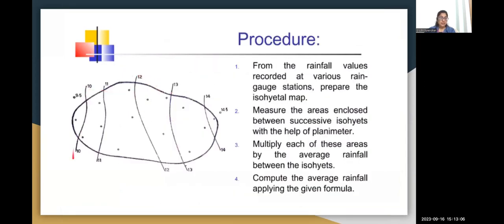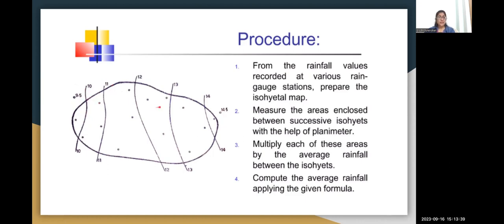Suppose there is a drainage basin like this, and there are many rain gauge stations. Each rain gauge station has a particular value, say 9.5, one has 10, one has 11. Then all those points that have 10 as the rainfall magnitude are connected. All those points that have 11 are connected, and a line is drawn, like how we draw the contour line for the same elevation. So these lines are called isohyets.